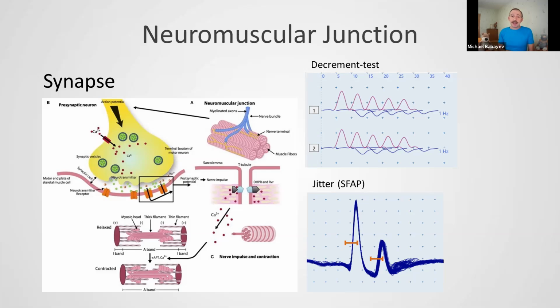But sometimes, if you made a decrement test and don't understand whether we have decrement or not, or maybe sometimes, if it is not possible to make this test, you can use some other technique with the name jitter or single fiber action potential. You can see it here. Here, two single fiber action potentials. Here it is single muscle fibers, and here are their action potentials. Action potential of one muscle fiber and action potential of the other muscle fiber.